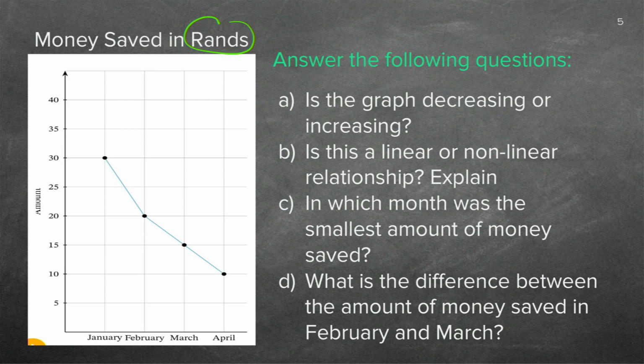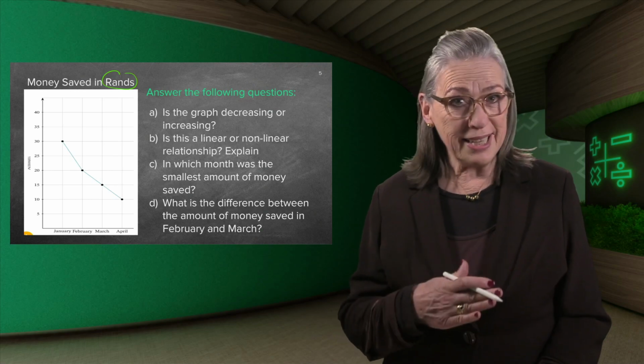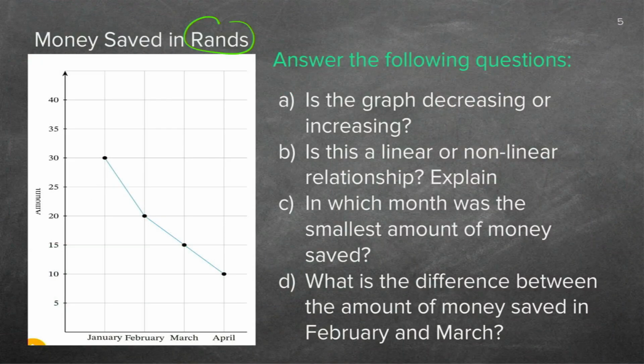It's non-linear. Why? Please explain. Because it is not a straight line. Do you all understand that? And then in which month was the smallest amount of money saved? So it's easy. We just go with this. It will tell us in the month of April.